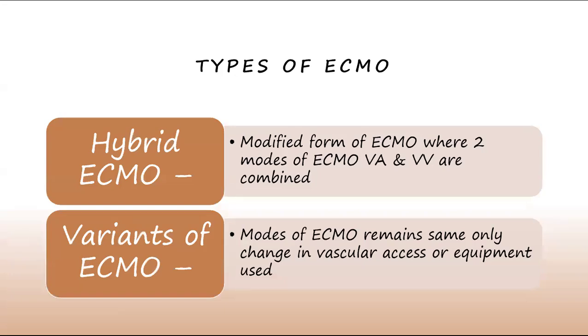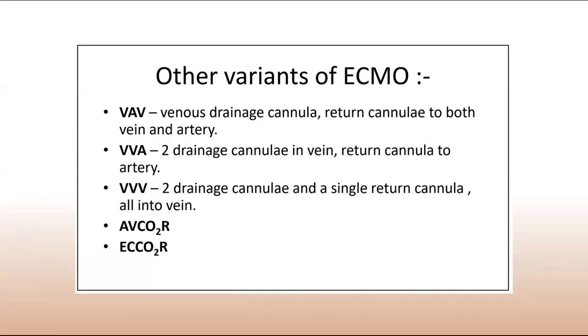Yes. Hybrid ECMO is a modified form of ECMO where two modes of ECMO have been combined. VA and VV combined together, we call it a hybrid ECMO. And coming to the variants of ECMO, essentially the ECMO modes remain the same. The only thing that is getting added is an extra vascular access or an extra piece of equipment being used. That is called a variant of ECMO. So what are the other variants of ECMO which you generally have? As I quoted earlier, we have VAV ECMO, VVA ECMO, VVV ECMOs, AV core and ECOR kind of ECMOs here.